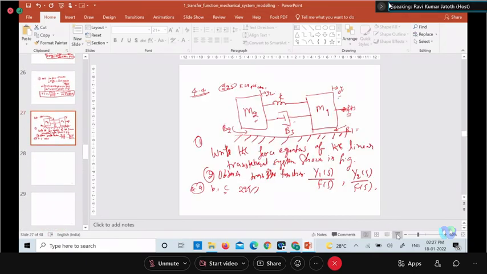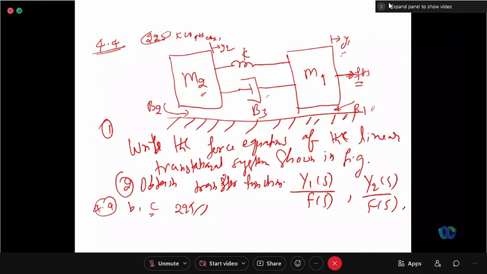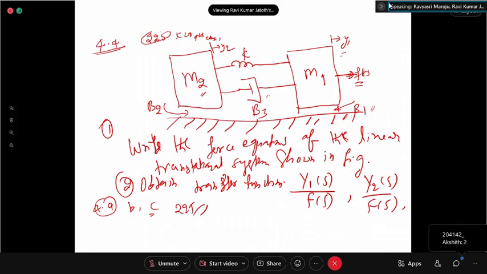How many masses are there? Please interact so that you will not lose your focus. 2 masses. How many free body diagrams do we have to draw? 2. Right. So we will try to write the free body diagram of M1 first.